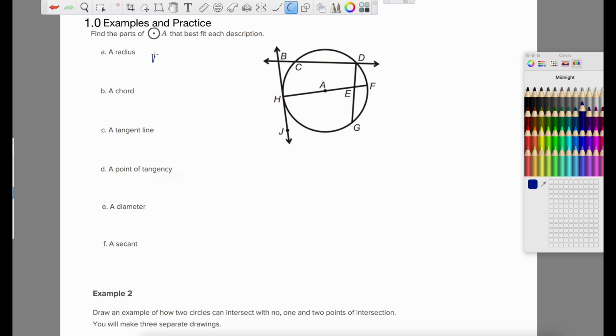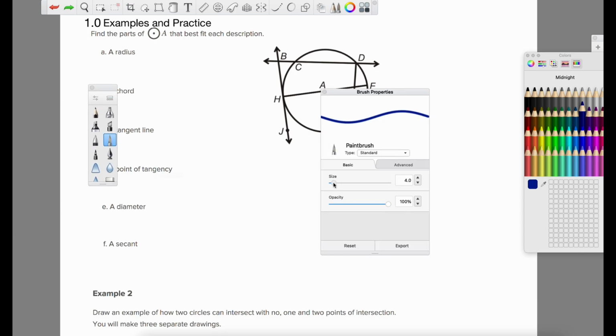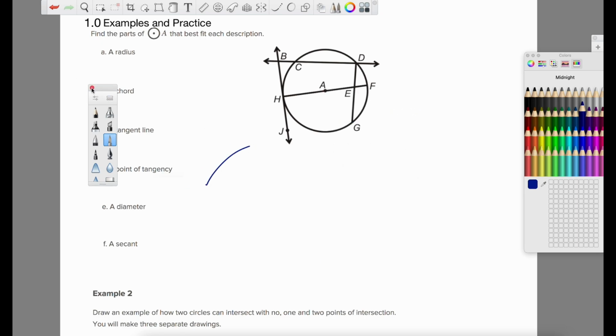So we have segment... I don't know, what happened to my size here? That's interesting. Got small on me. Let's get my brushes out. A little bit bigger. There we go. Okay, so we've got, how about segment AF?